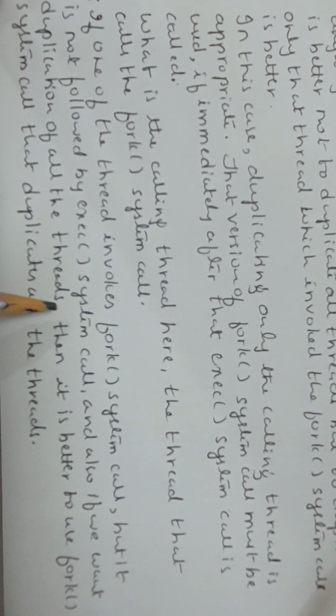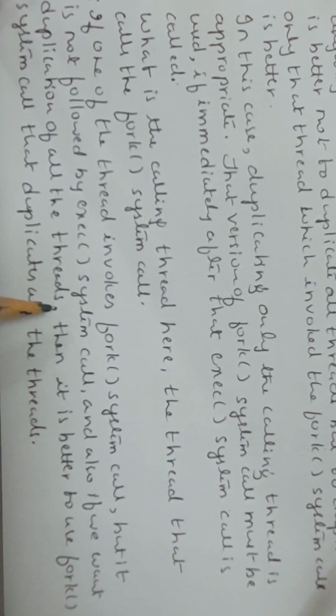What were the two cases? In the first case, first calling fork system call, immediately after that exec system call. So fork system call will duplicate the process, and exec system call will replace that process and all the threads. Hence, it is better to use that fork system call which will not duplicate all the threads, only that thread which invokes the fork system call.